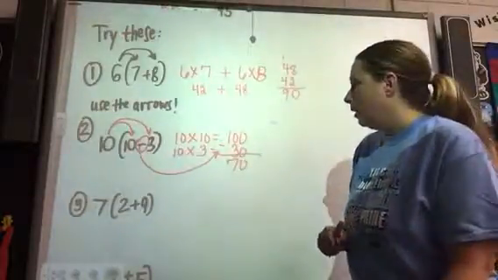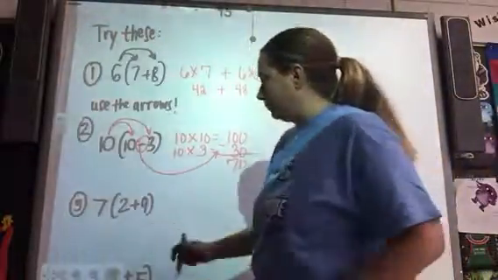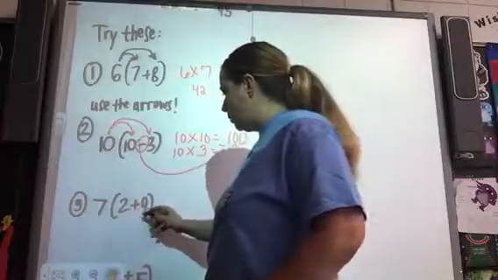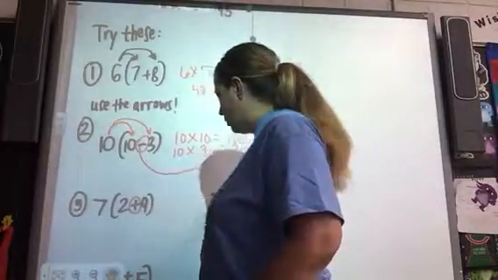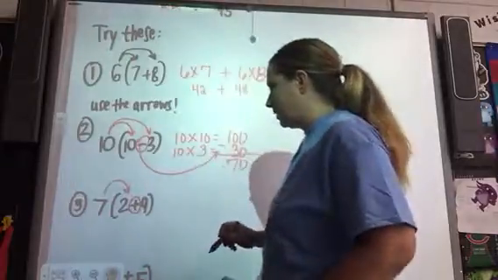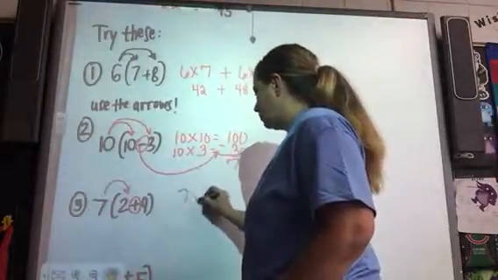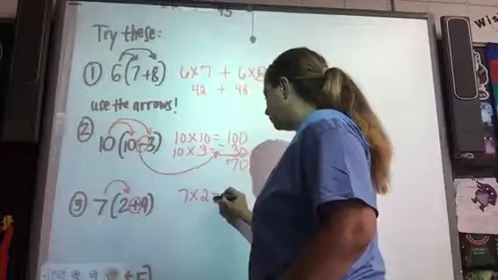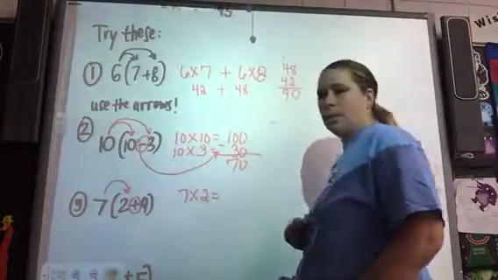All right? All right, let's look at this bottom one here. 7 times 2 plus 9. Here's that plus, so that's what you're going to use over there at the end. First, outside to inside. 7 times 2. 7 times 2 is what?